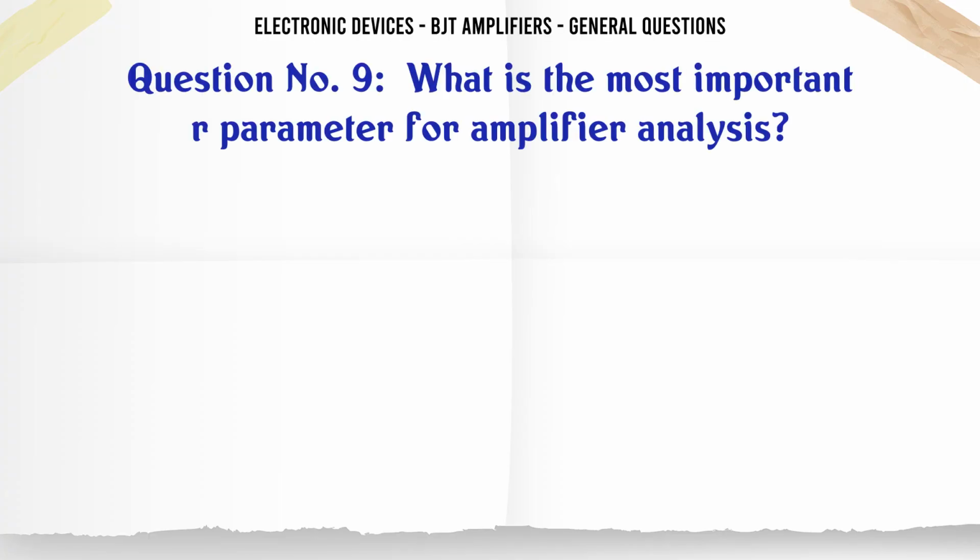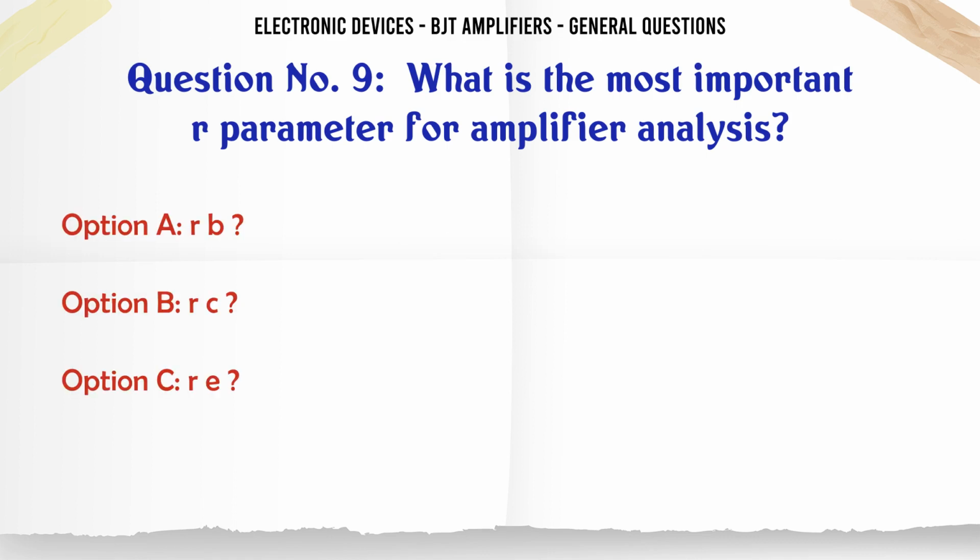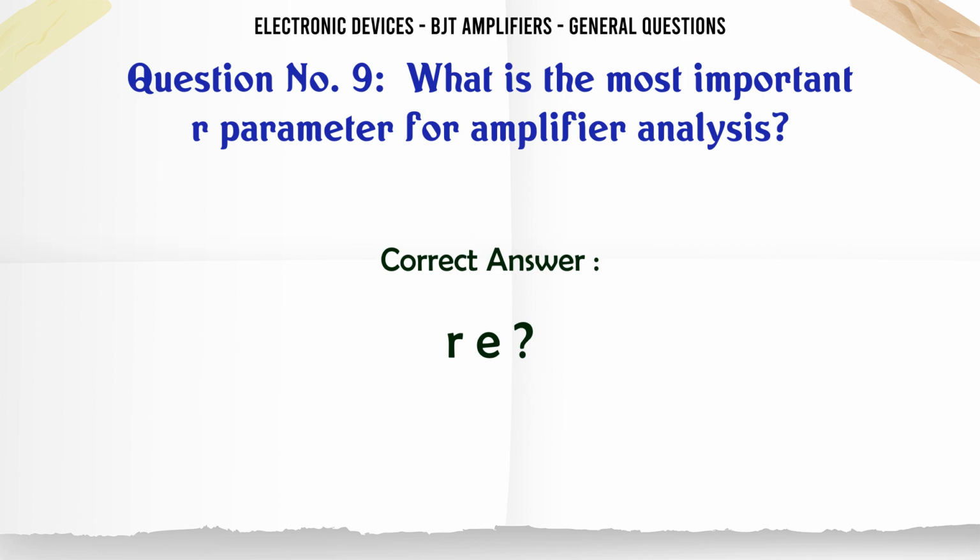What is the most important R parameter for amplifier analysis? A. RB. B. RC. C. RE. The correct answer is RE.